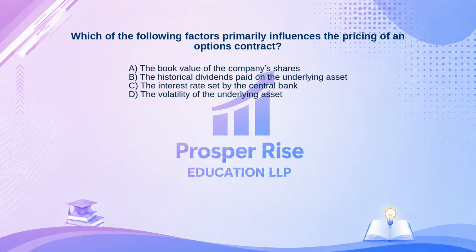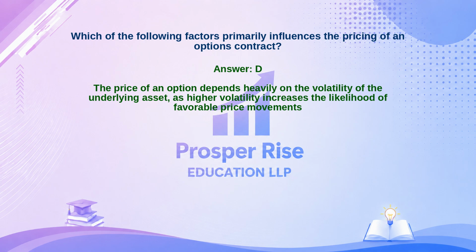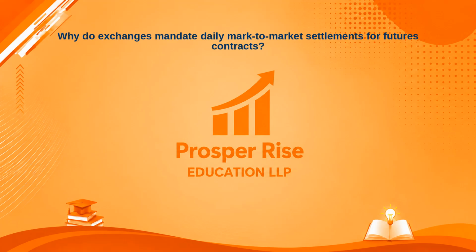Take a moment to pause the video and decide. The correct answer is option D. Let's see why. The price of an option depends heavily on the volatility of the underlying asset, as higher volatility increases the likelihood of favorable price movements. Why do exchanges mandate daily mark-to-market settlements for futures contracts?